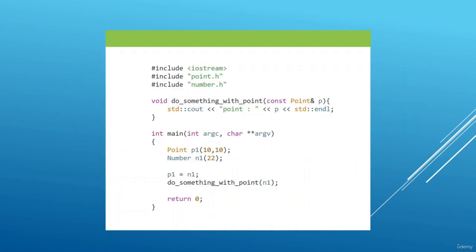So what we're going to do in this lecture is something like this. We're going to set up a function that takes a point, and we're going to pass in a number and see what the compiler chooses. Is it going to choose the custom type conversion operator? Is it going to choose the constructor? Or is it going to choose the copy assignment operator? We're going to see that. But before we even run the code, I want you to try and guess what the compiler is going to choose for this.